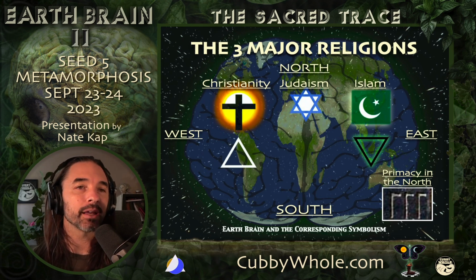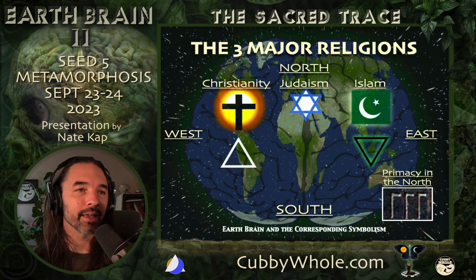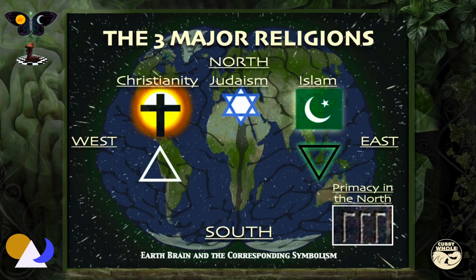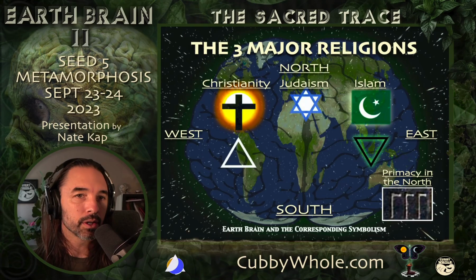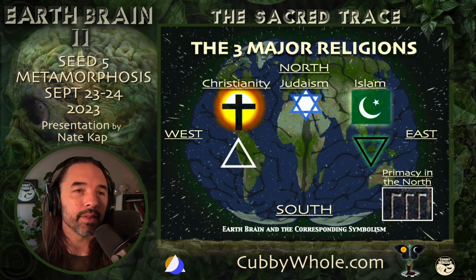So Christianity is mostly a Western religion. Judaism is more of a Central or Middle East religion. And Islam is more of an Eastern religion. These institutions are very, very powerful and very influential, because they're using a lot of beautiful knowledge in their teachings. And that's what gets people pulled in.